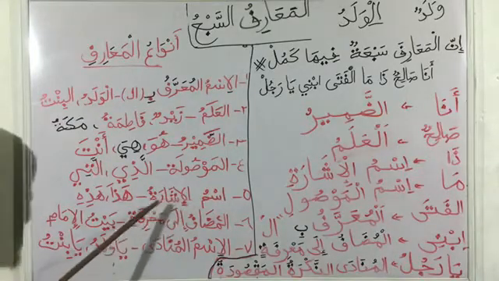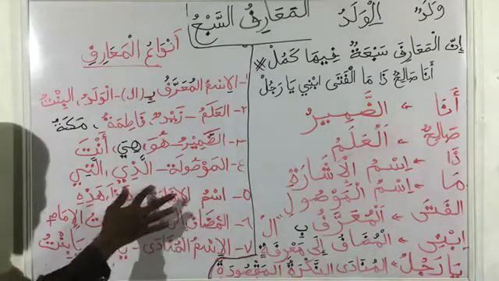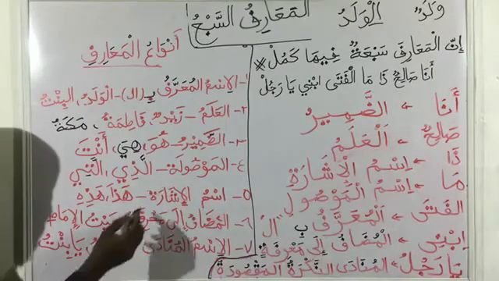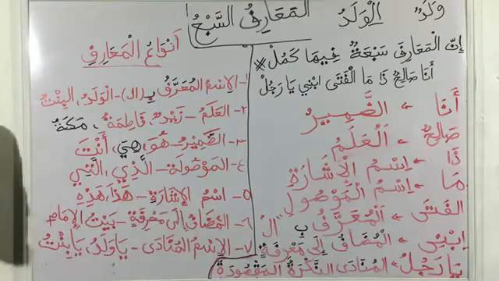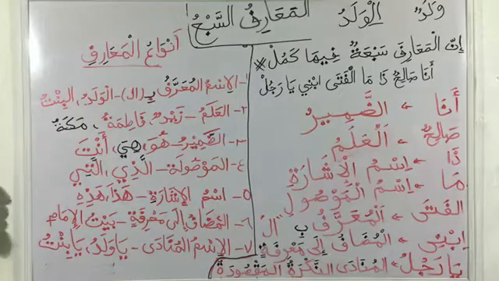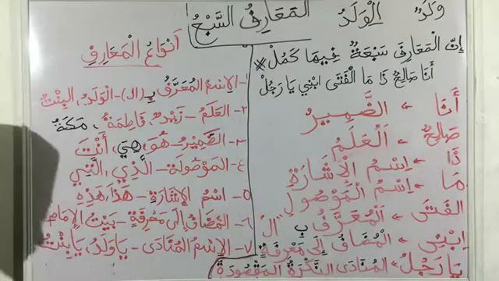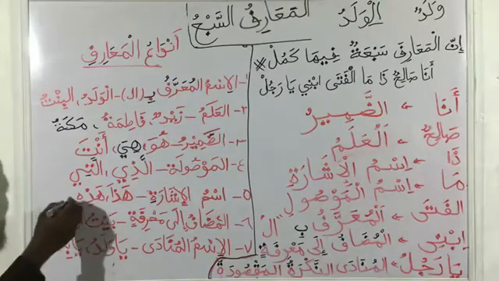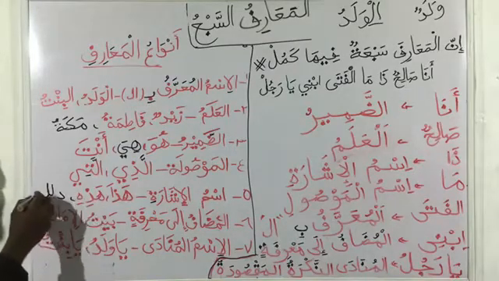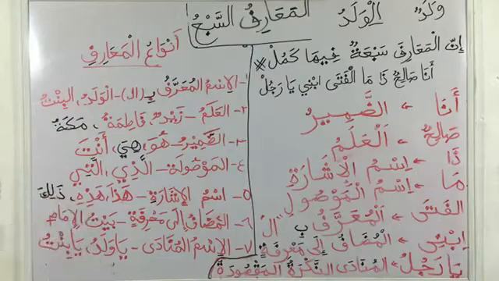Another is Ismul Isharati. Do you get now? That is also an example of this thing. When you say "this" and you point to that this, it becomes a demonstrative. One example is hadha, and also for female, hadhihi. Dhalika, that is "that". Do we get now? So all these are also ma'rifa. Do we get now?